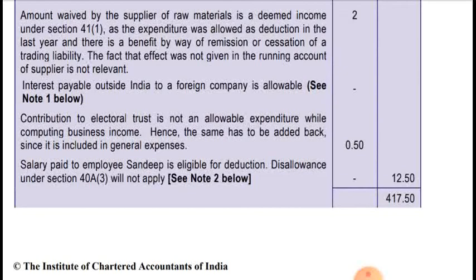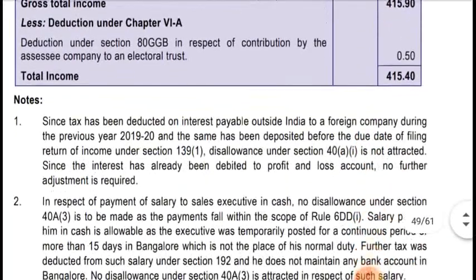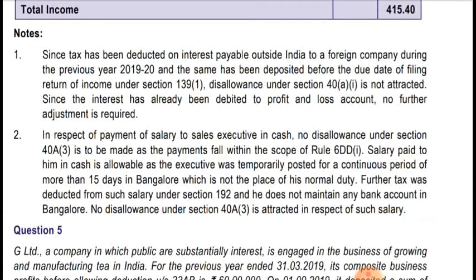Okay, note is given, and the second note is for the salary that is paid to Sandeep. Let's see the notes. In respect of payment of salary to the sales executive in cash, no disallowance under section 40A(3) is to be made, as the payment falls within the scope of rule 6DD(1). Salary paid to him in cash is allowable as the executive was temporarily posted for a continuous period of more than 15 days in Bangalore, which is not the place of his normal duty. He is there for more than 15 days.